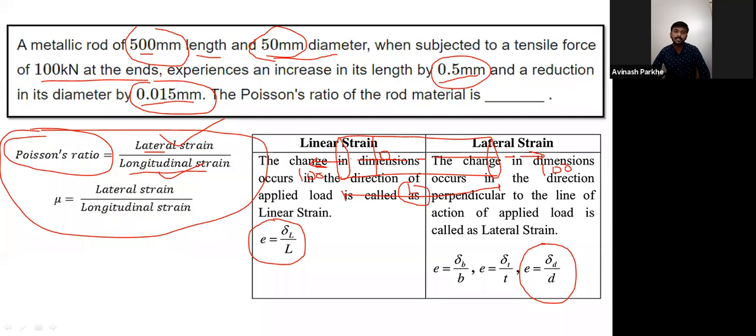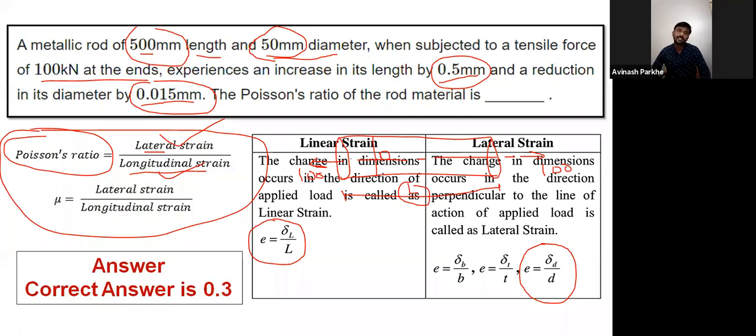Yes, 0.3. Let us check. Yes, correct. Your answer is 0.3. Please check your answer. Here I have represented the answer on the screen. That is 0.3. So simple calculation we have to do.